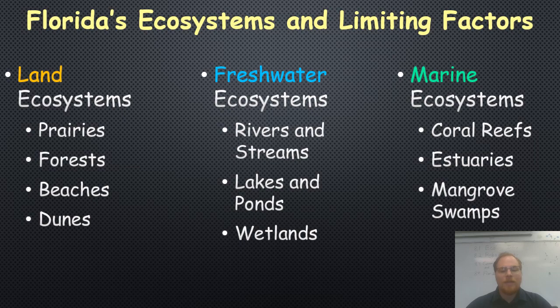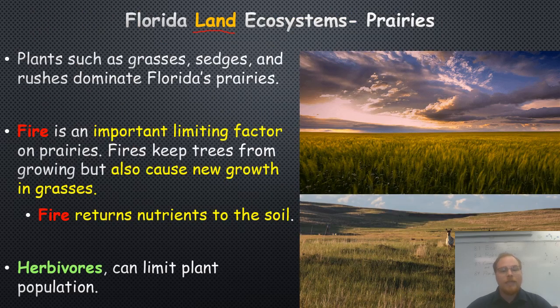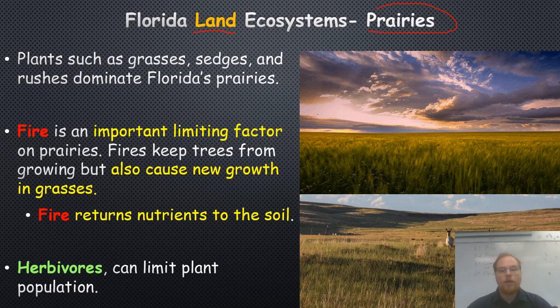Now, we're going to be diving into all the different Florida ecosystems and the limiting factors in each ecosystem. You have three different kinds: land ecosystems, freshwater ecosystems, and marine ecosystems. Each one of these we're going to be talking about in detail, along with the limiting factors in each one. Now, the first land ecosystem we're talking about is going to be prairies.